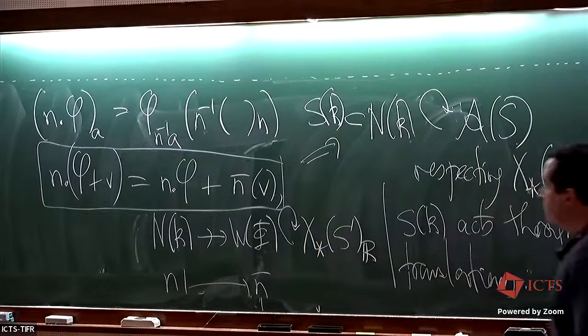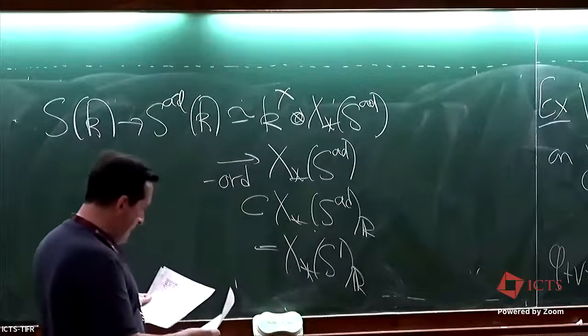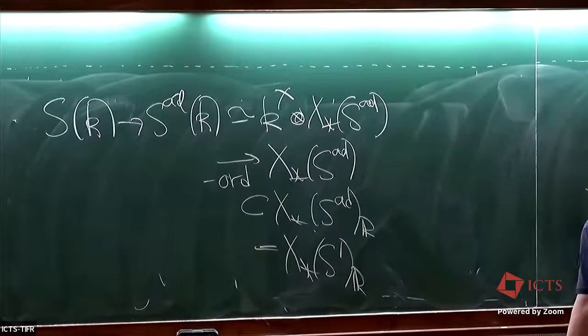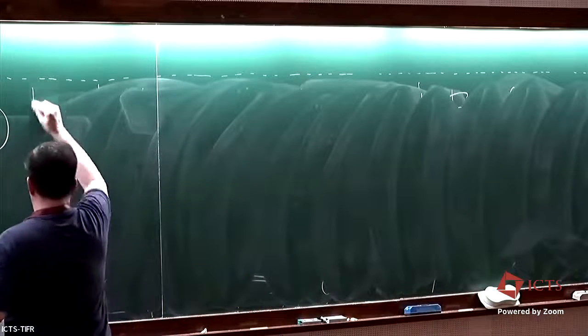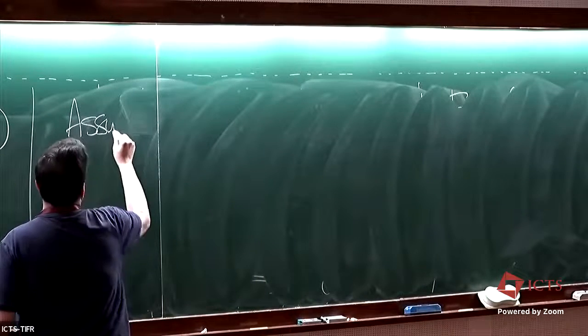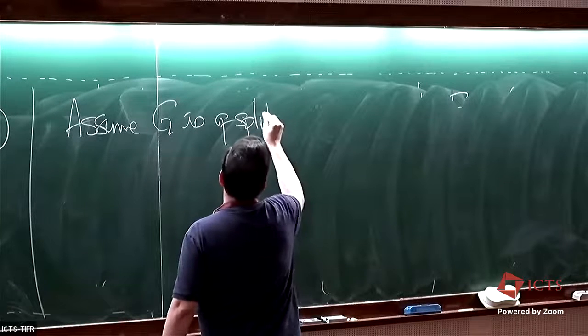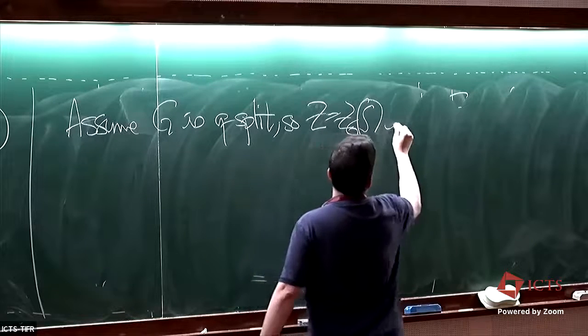Okay? Fantastic. So the upshot is that we have this action, and so now we can proceed towards making the building in the quasi-split case, and then we'll see how those ideas adapt to the general case. Okay, so now let's assume that G is quasi-split. So the centralizer of S is a torus.